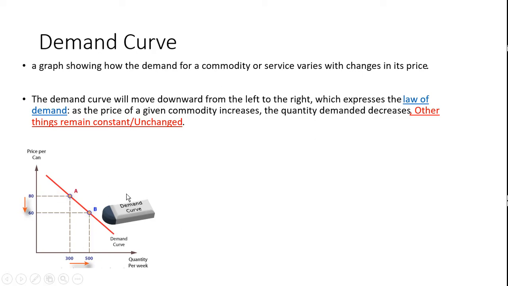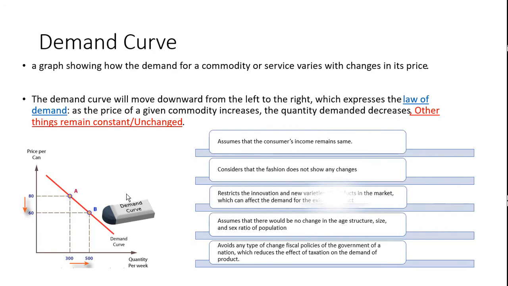We discussed initially what a market is, what demand is, and what the law of demand is. Now we have discussed the demand curve. The last thing of today's lecture is "other things remain constant, unchanged," or you can say the assumptions. When we apply the law of demand, there are some assumptions which we have to consider. These are the five assumptions which we have to consider when studying the law of demand.